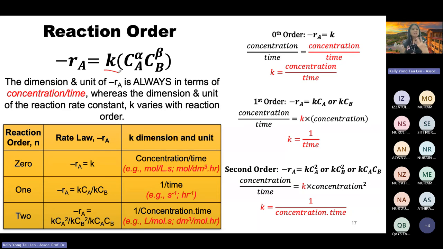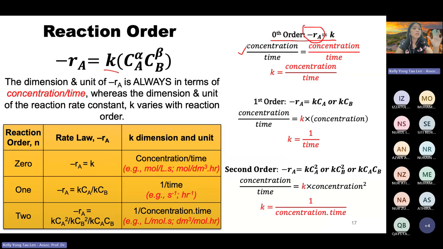When I say rate law, basically it is because of the reaction order. So let us address the common reaction orders first. Let's say the rate of reaction is zero order, which means minus RA equals k. When it is like this, on your left hand side is minus RA. Minus RA always has the same unit and dimension, regardless of whether the rate law is zero order, first order, or second order reaction. Minus RA always has the same unit and dimension, which is concentration over time.